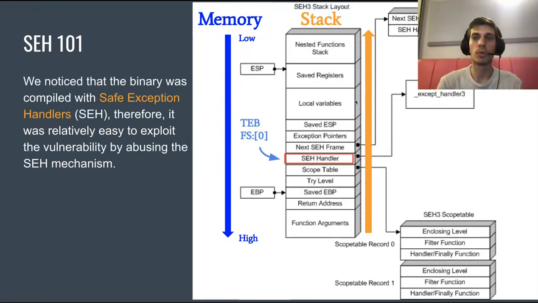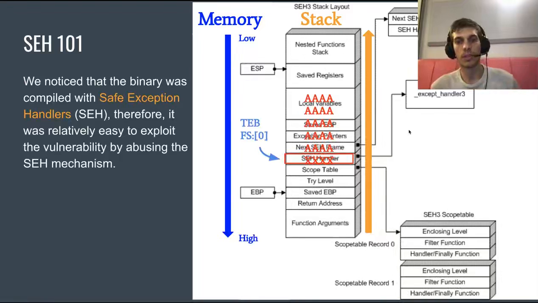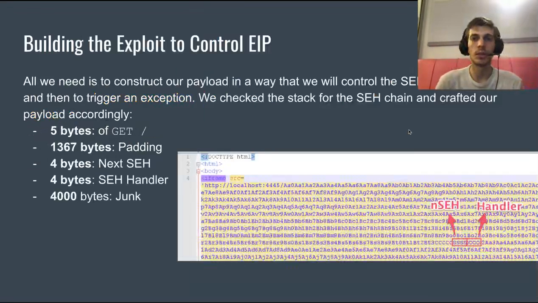So our goal was to do something like this: send a very large request with a long URL, and because of the stack buffer overflow, we would overflow this pointer and eventually achieve code execution. So this is how we prepared our payload.